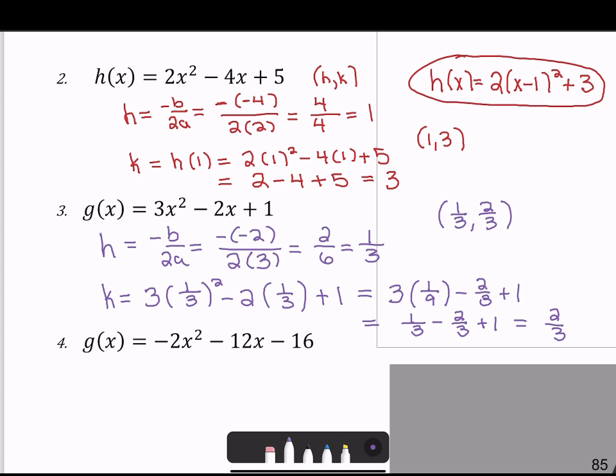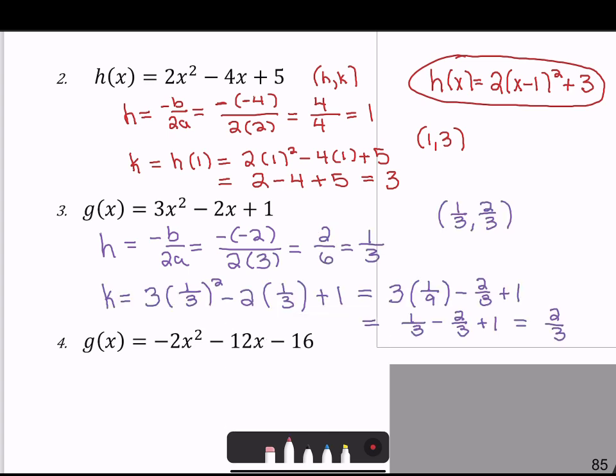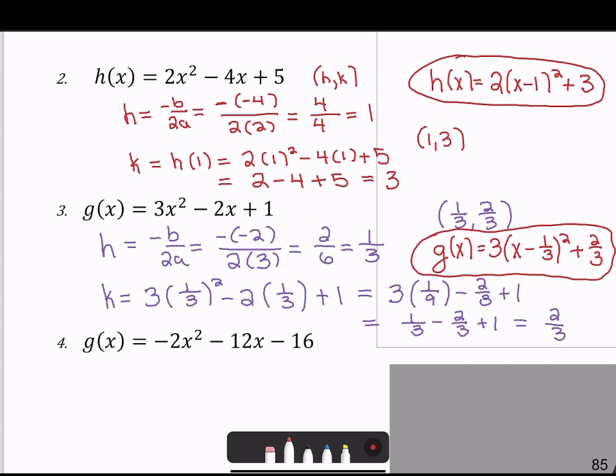If I wanted to write this in vertex form, I'll change the color so I don't get it all confused. Your A value is 3, and then you have X minus H, and then you tag on the K value at the end. And this is your vertex form. Again, it tells you more about what's going on than the standard form. It tells you how the vertex goes up and down, left and right.